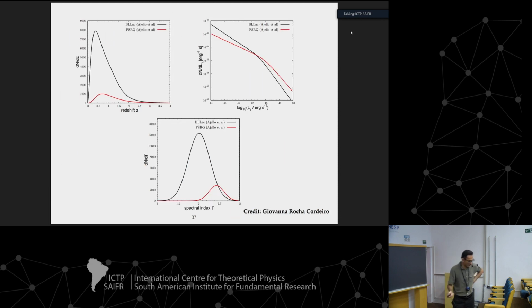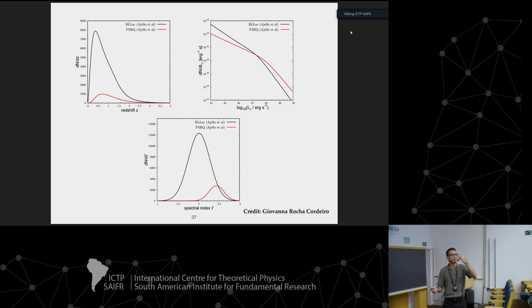And here is how this luminosity function looks. Here, if you just marginalize over parameters, that's what you get. This is the luminosity function as a function of redshift. You can see that BL Lacs are the most numerous high luminosity AGNs, okay? But you also have some fraction of flat spectrum radio quasars. Their luminosity functions peak at different redshifts. The peak for flat spectrum radio quasars is higher than for BL Lacs, but BL Lacs are much more numerous.